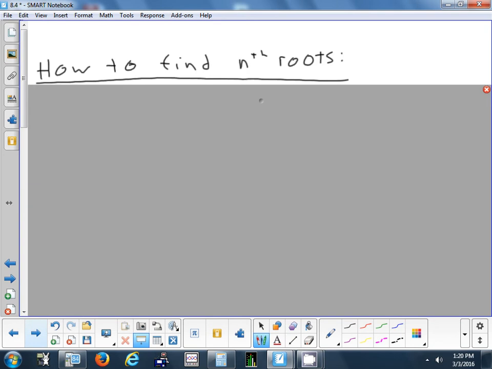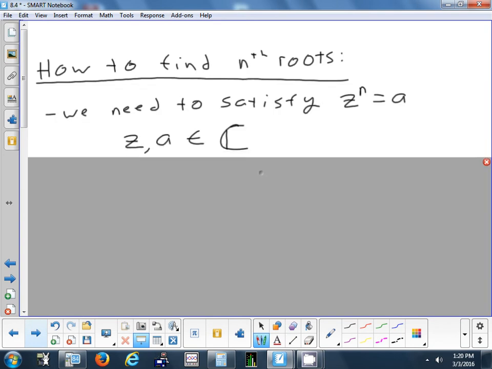All right, so here's how we find nth roots. First thing we have to do is set up our equation. n is the root you're looking for. A is what you're taking the root of. And remember, z and a can be complex numbers. We're not working just in the set of reals. We're working in the complex number system.